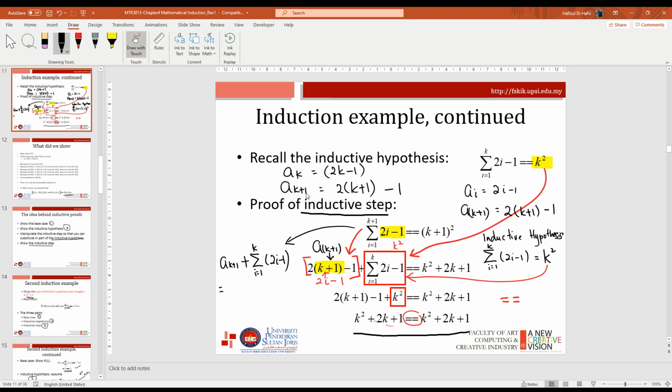Okay, k plus 1. This one k plus 1 is this one k plus 1, and then this one is here k power of 2. Okay, same kan. Okay, and then k power 2 plus 2k plus 1, and then we replace 2k plus 1 minus 1 plus k power of 2 lah. Okay, this one is same lah. It's true lah. Left and right is the same.